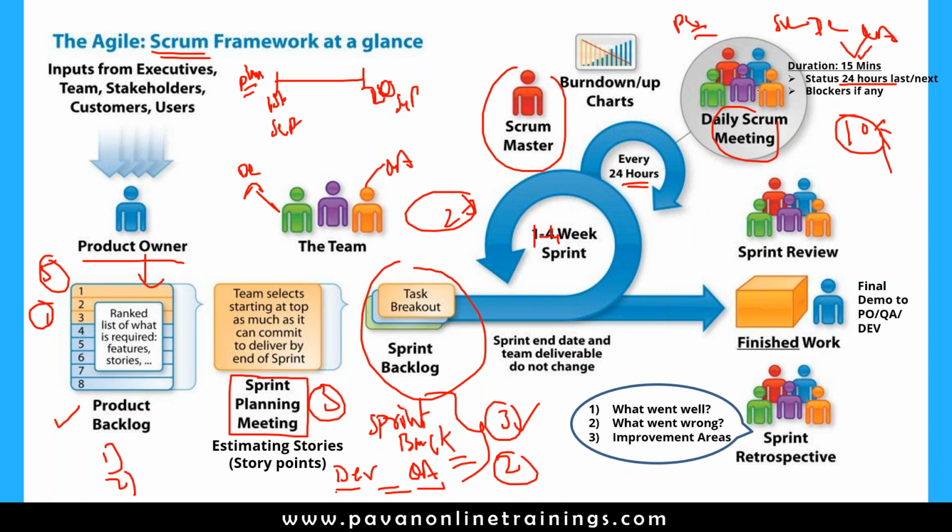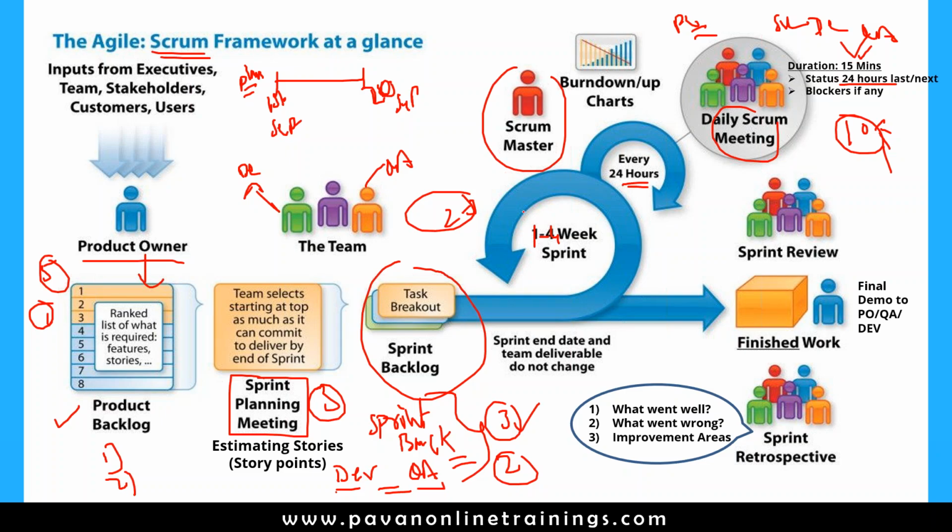Every day 15 minutes of time will be spent to discuss the status of your stories, how the developers are doing, how the testers are doing, whether the developer tasks and the tester tasks are going on time or not, and if they are facing any issues. All these things will be discussed during this scrum meeting. This is called the daily scrum meeting, and it happens every day during the span of the sprint.